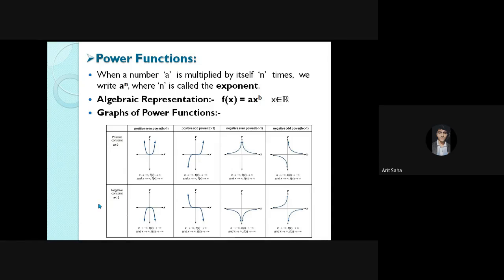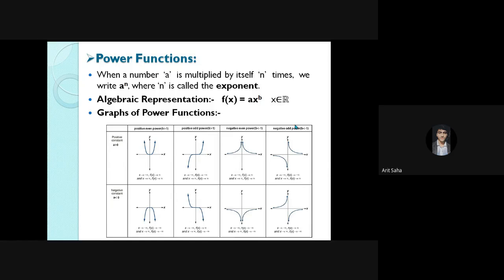In case of a negative constant, when a is less than 0, and negative even power, when b is less than minus 1, it will create a graph on the third and fourth quadrant, because if we take a negative value of x, it will give a negative value of y, and if we take a positive value of x, it will also give a negative value of y. So it will make a graph on the third and fourth quadrant.